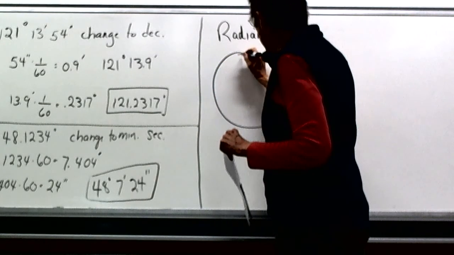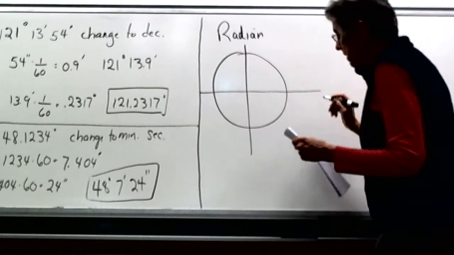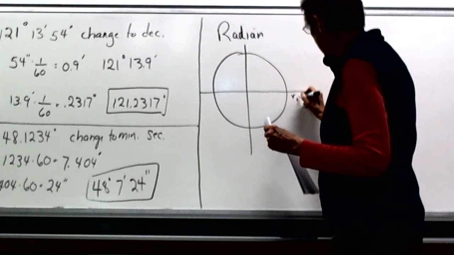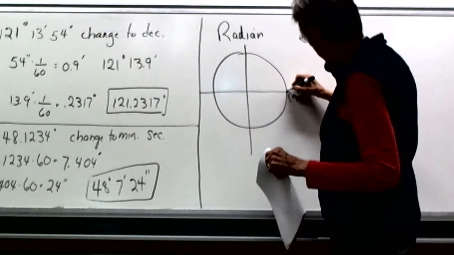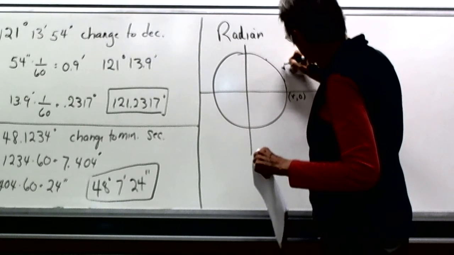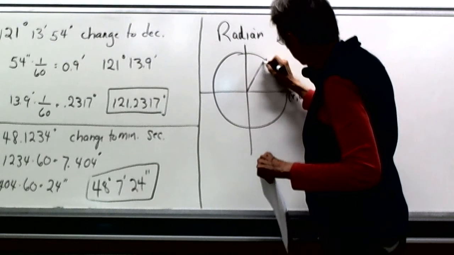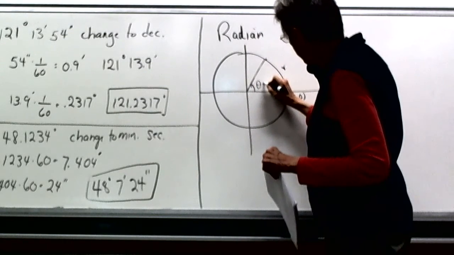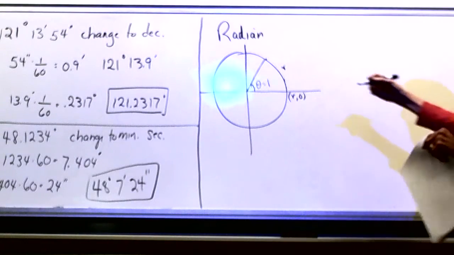So here's a circle. And I'm going to draw, say we have radius r. And I'll put an angle in here so that the arc along the circumference is equal to the radius. And then the angle that subtends that arc is equal to 1 radian. So we have the central angle.